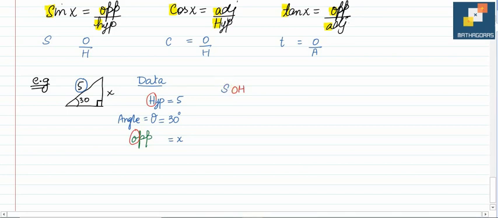At your starting stage, I recommend you write the working formula again and again. So the formula says sine of the angle, or I can say theta, because I take theta as the angle and x as the unknown. So sine theta is equal to, the working formula says, opposite divided by hypotenuse. So sine 30 is equal to opposite, which is x, and hypotenuse is 5. Now don't worry about sine 30.